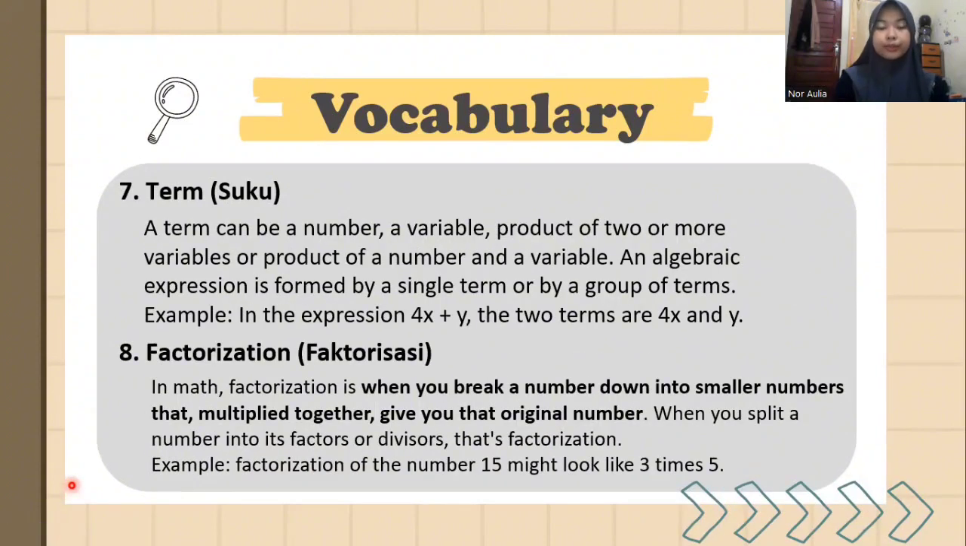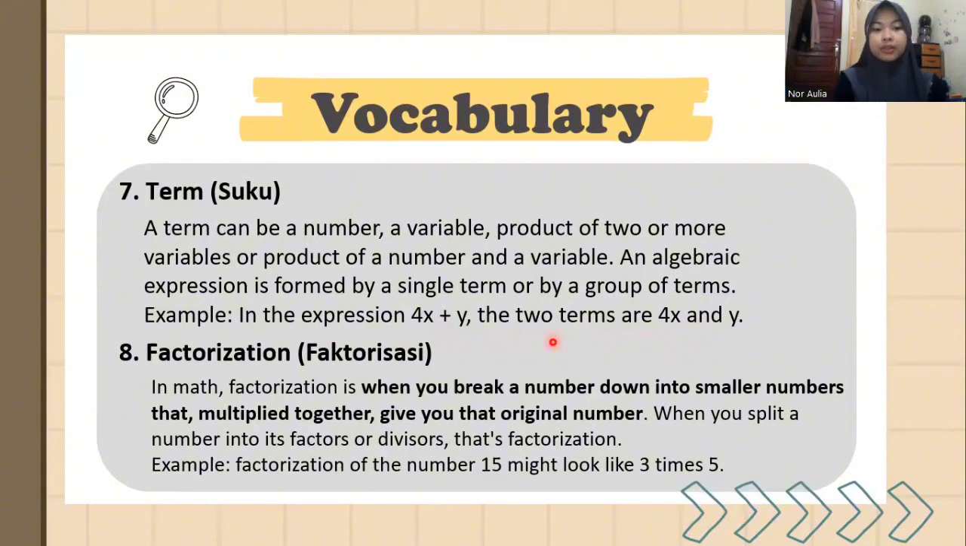Number 7 is term, or in Bahasa we can say suku. The definition: a term can be a number, a variable, a product of two or more variables, or a product of a number and a variable. An algebraic expression is formed by a single term or by a group of terms. So for the example, in the expression 4x plus y, the two terms are 4x and y.